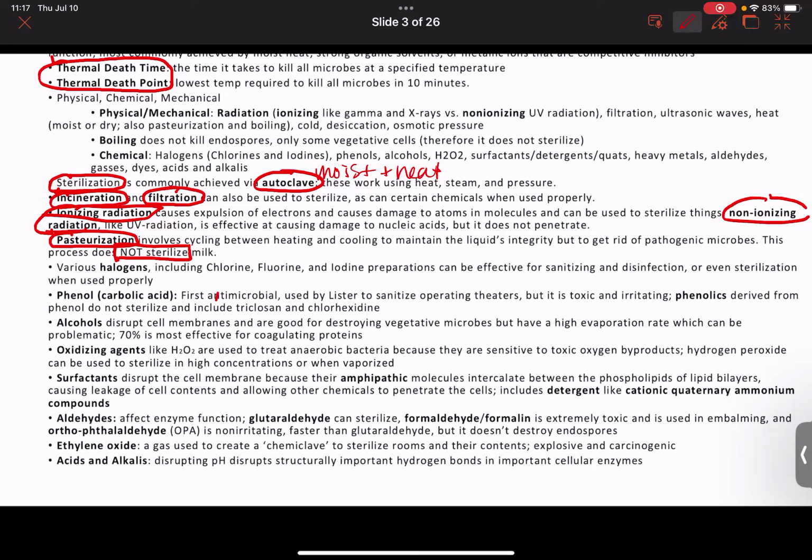Then we have non-ionizing radiation. This would be like UV radiation. Can you potentially achieve sterilization with UV radiation? If you have UV light exposed long enough to something, you can potentially achieve sterilization of a surface, but it's not commonly used for sterilizing because we just usually aren't exposing something to enough UV radiation for a long enough period of time to sterilize. But we do very commonly use it for disinfecting. And it's only effective for surfaces.